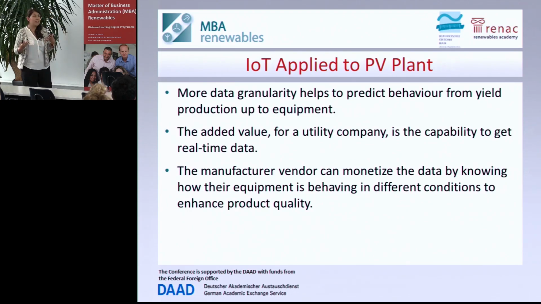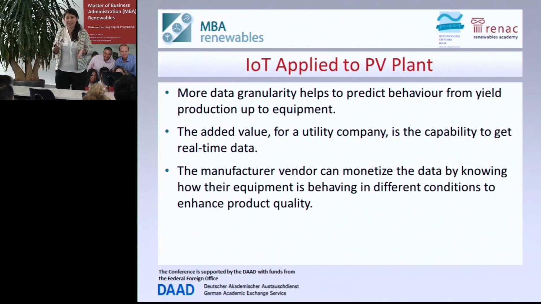So we have more granularity in the data that helps to predict behavior from yield, so we can have better marketing. We can also have real-time data, so we don't have to go to the data logger every day and see the behavior and base our decisions on historical data. So we can use data that actually is happening. And in this sense, the manufacturer or the utility company can also monetize the data. And by this, we know our equipment, we know standard situations.